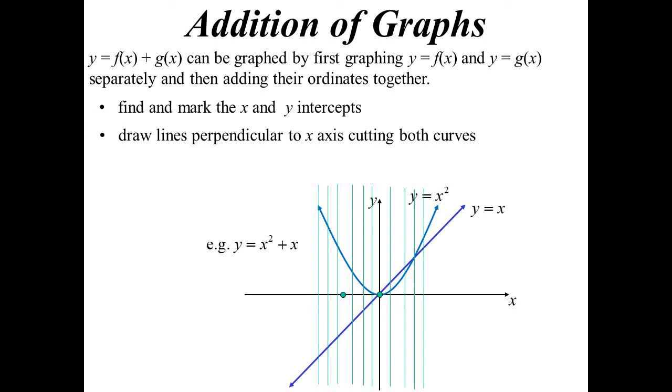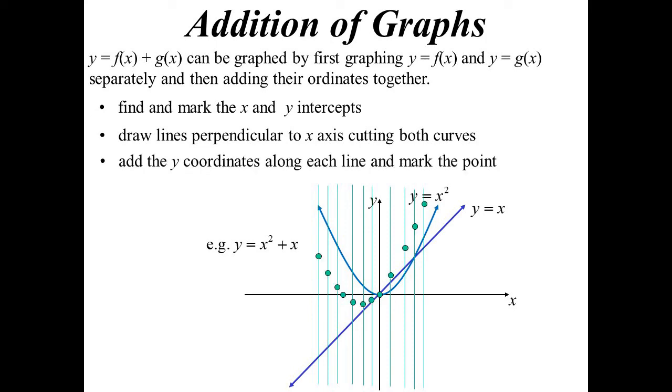I might have gone overboard. But anyway, just add the y coordinates together until you've got an idea what the shape is. And I think I've got a pretty good idea there that I'm going to end up with another parabola. And voila, that would be our parabola, x squared plus x. Okay, let's try this one.